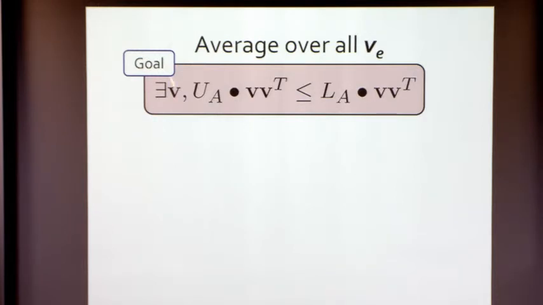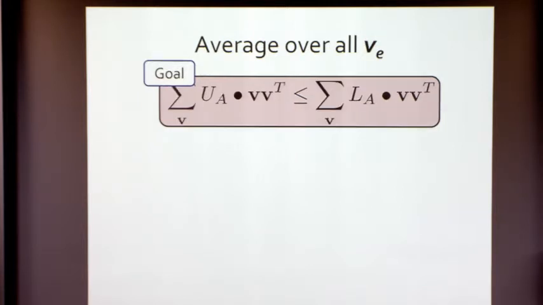So now I need to show that there exists a vector for which this inequality is true. And there's no S anymore, because I'm just going to put the S in the middle. And this I'm going to show by an averaging argument. So I'm just going to sum the left-hand side and right-hand side over all my vectors V.